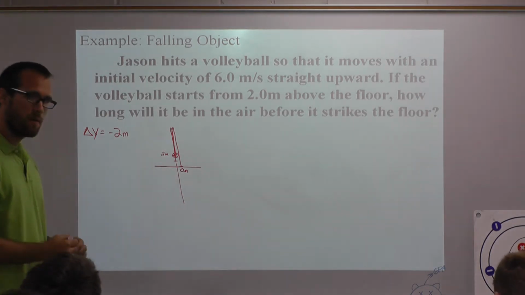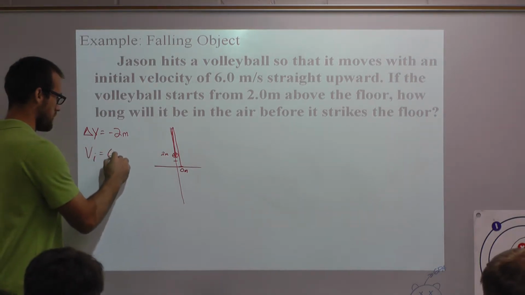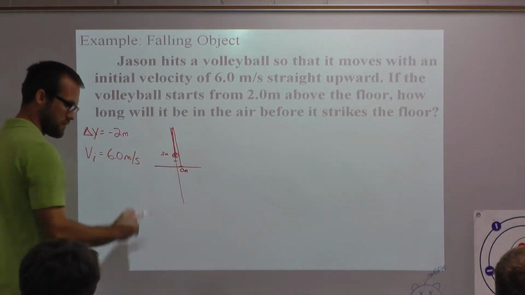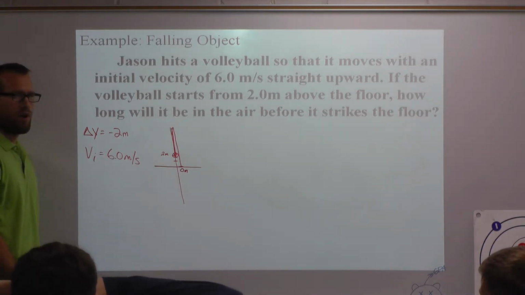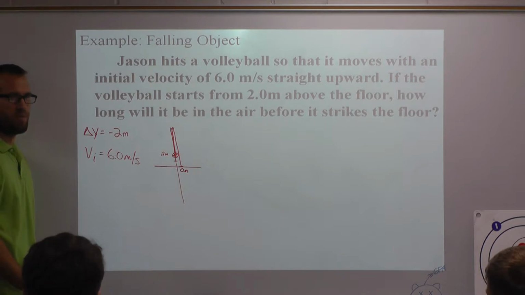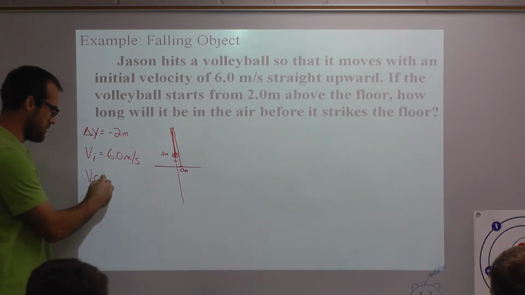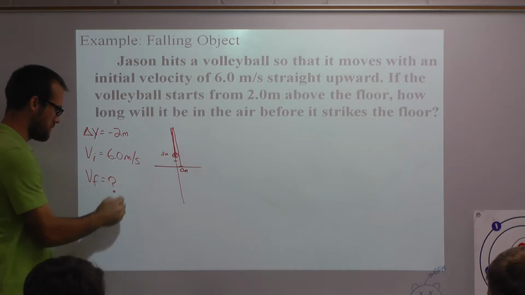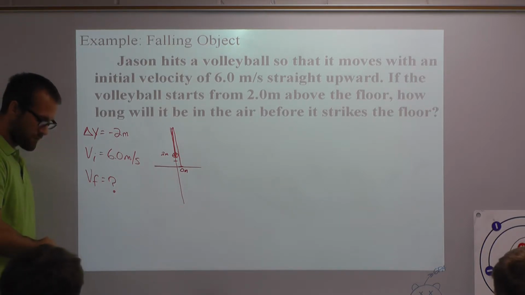Okay, so our initial velocity is 6. I'm assuming the final velocity is 0. Well, it's essentially the velocity right before it hits the ground, so we do not know. We also don't know the time. Is that what we're searching for? How long will it be in the air before it strikes the floor?